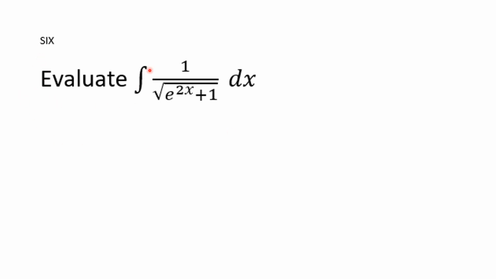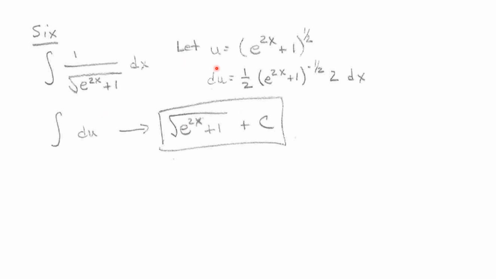Here you were to evaluate this integral. Surprisingly, I can just let u equal (e to the 2x plus 1) to the 1/2, and this is what du is, and so this integral really just is the same thing as du. And so this is the answer, the square root of this u. So it's the square root of e to the 2x plus 1, plus a constant of integration.